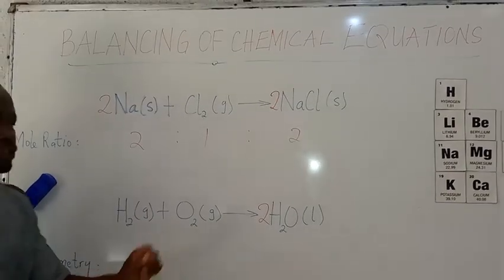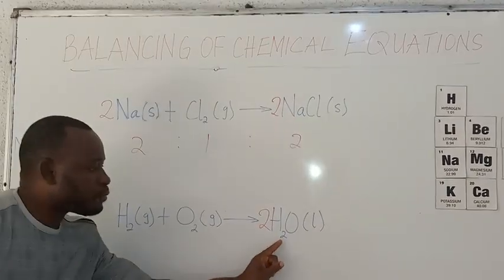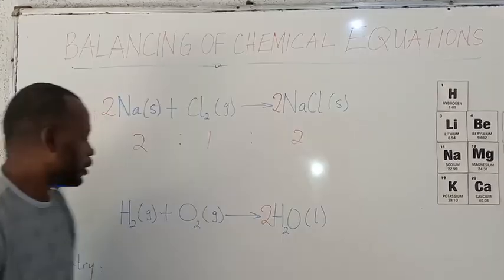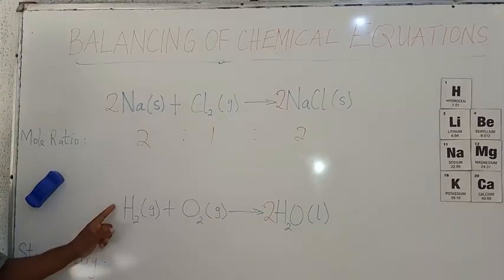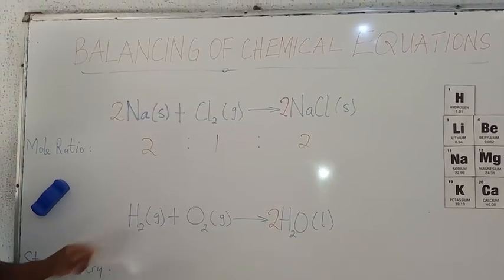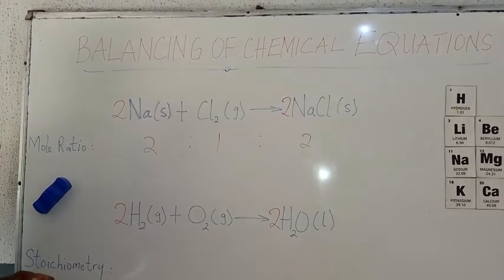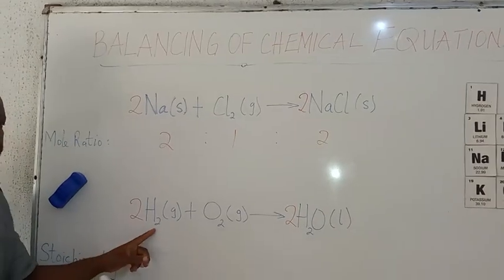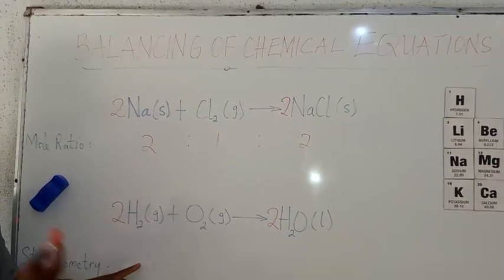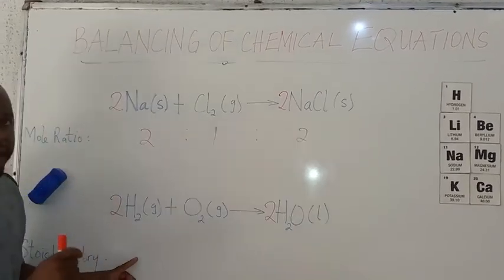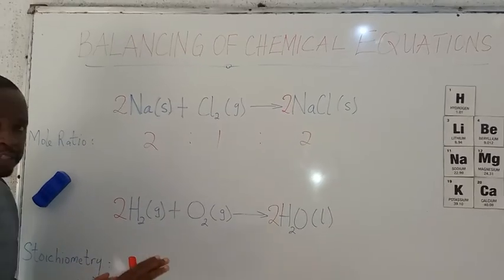But when we introduce coefficient 2, it's going to be 2 times 2, 4 for hydrogen on the product side. Then on the reactant side, 2 times 1, 2. It's not balanced now, so I'm going to introduce coefficient 2 here. Let's check again. 2 times 2, 4 for hydrogen on the reactant side. Then on the product side, 2 times 2, 4 for hydrogen. So hydrogen is balanced in this equation.